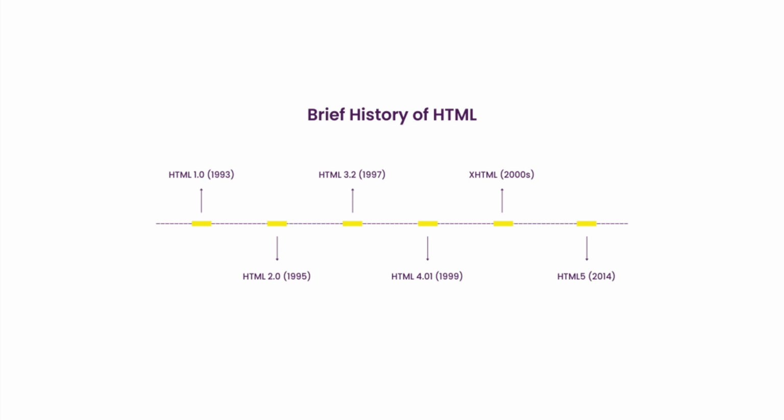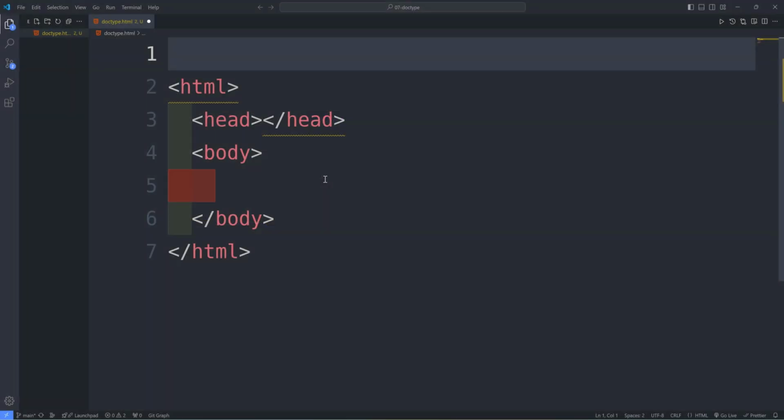after 4.0, various versions of XHTML appeared. Finally, in 2014, W3C released HTML5. Now, let me ask you a question.